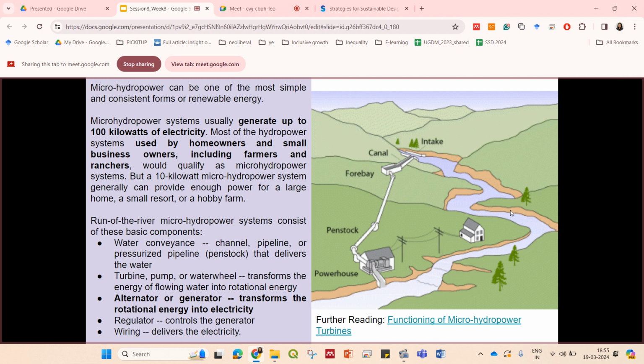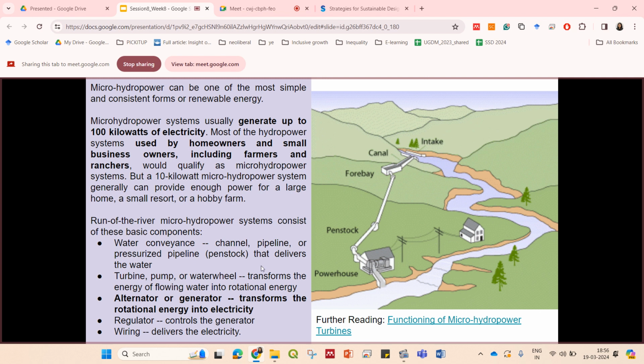So, a micro hydropower plant, we discussed this in an earlier session as well, is one of the most simple and consistent forms of renewable energy and a micro scale or decentralized type of renewable energy system. So micro hydropower plants usually generate up to 100 kilowatts of electricity, which is again a small quantity of electricity. It's not enough to sustain large cities or large settlements. Only maybe a particular home or a small farm or a small resort or something like that.